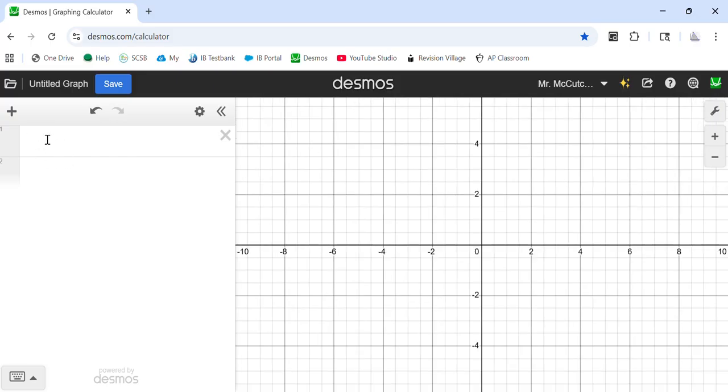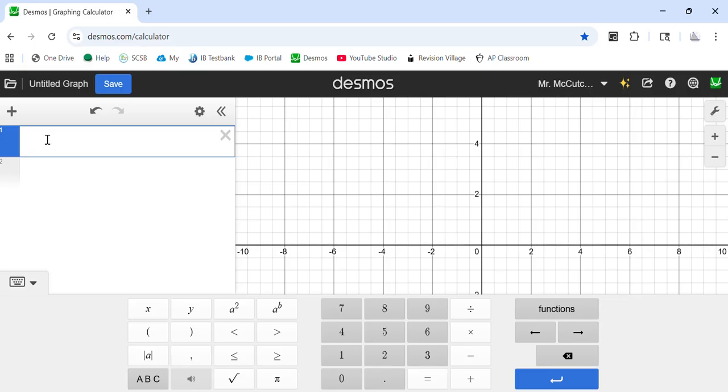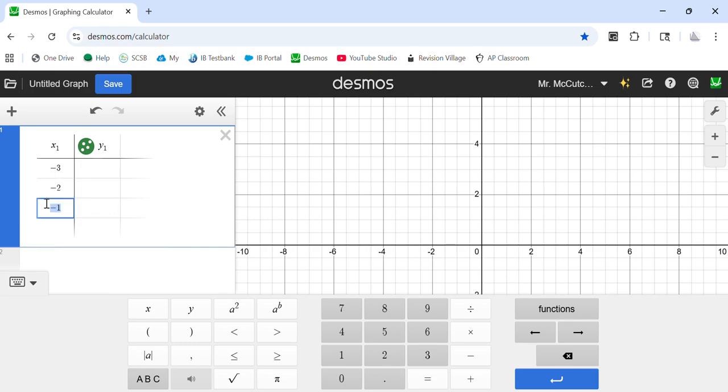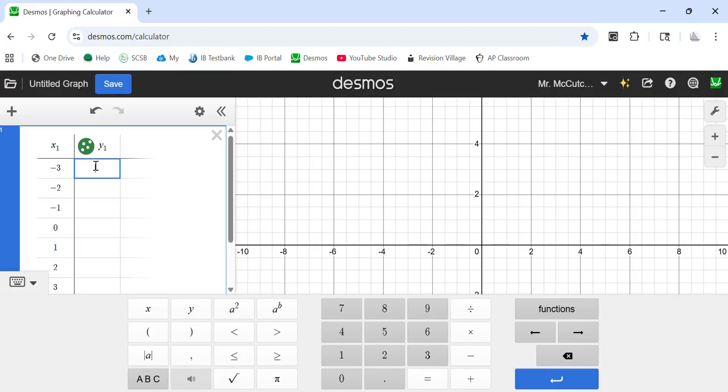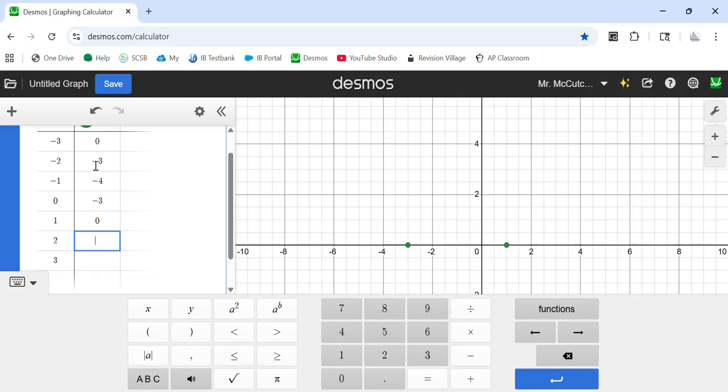Here's how you type a table into Desmos once again. Click in here, hit this plus sign, and you're going to add a table. For your x's, -3, enter, -2, enter, and it's going to autofill for me. -1, 0, 1, 2, 3. Go back up to the top. Y values, 0, -3, -4, -3 again, 0, 5, 12. Awesome.